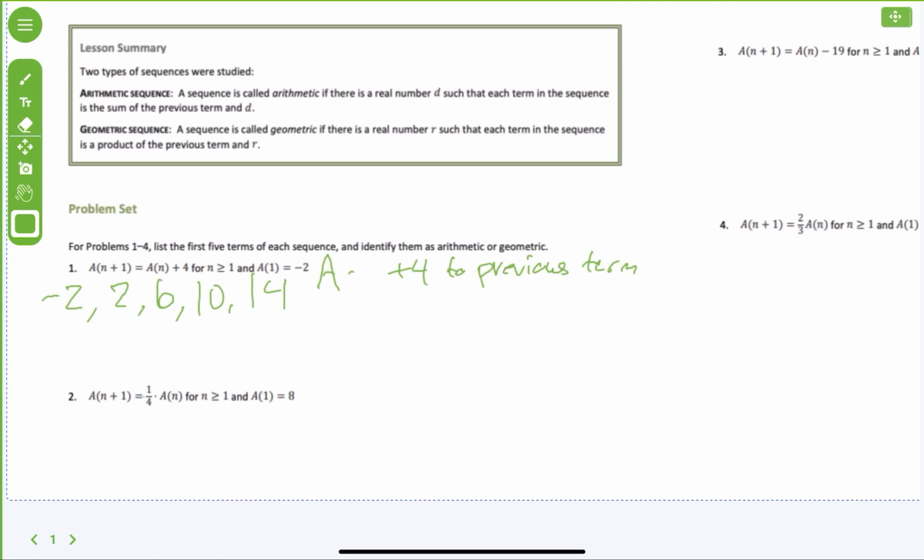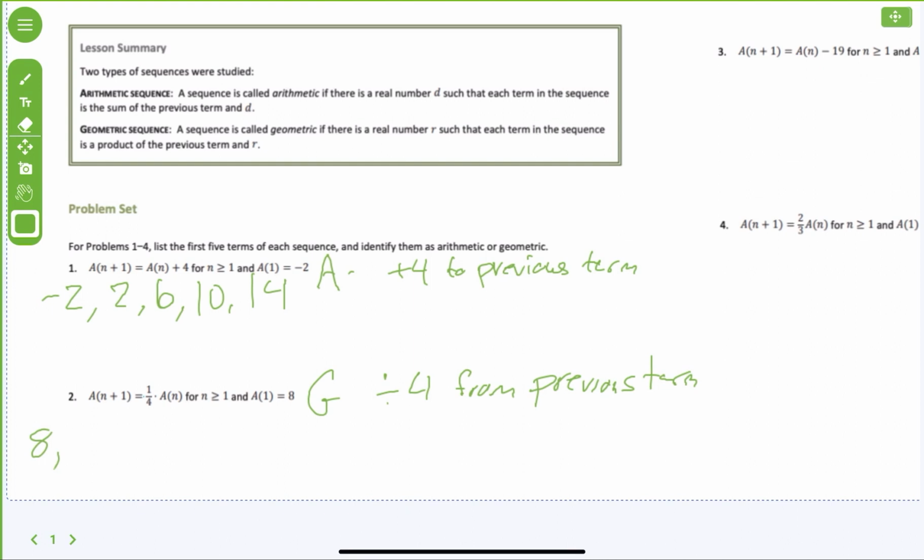Do number 2. That is a geometric sequence. What is the pattern? You can say that you're multiplying by 1/4 or what? Yes, you're either multiplying by 1/4 or dividing by 4. So I'm going to put divide by 4 from the previous term. Now, it already tells us that our first term is 8.